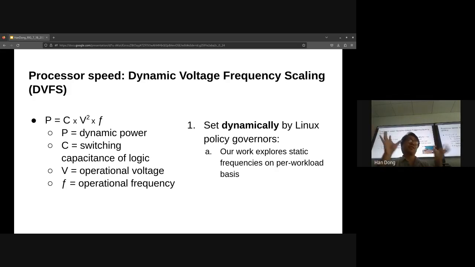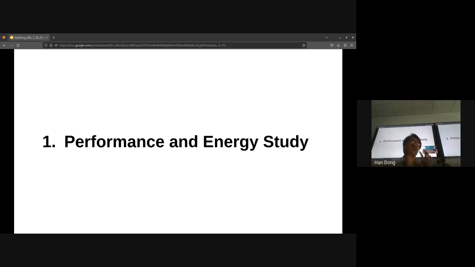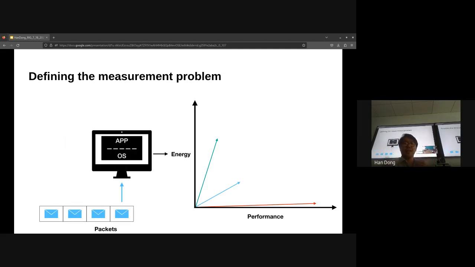And given these two hardware knobs, one of the first things that we did was this performance and energy study across different kinds of applications. We have a very specific measurement problem: given some application running on some operating system, with packets coming in, can we measure what the performance and energy is as we change these two hardware knobs, the interrupt coalescing and the processor frequency? As we pick different combinations of them, how does it affect the ultimate energy consumption and also the performance?